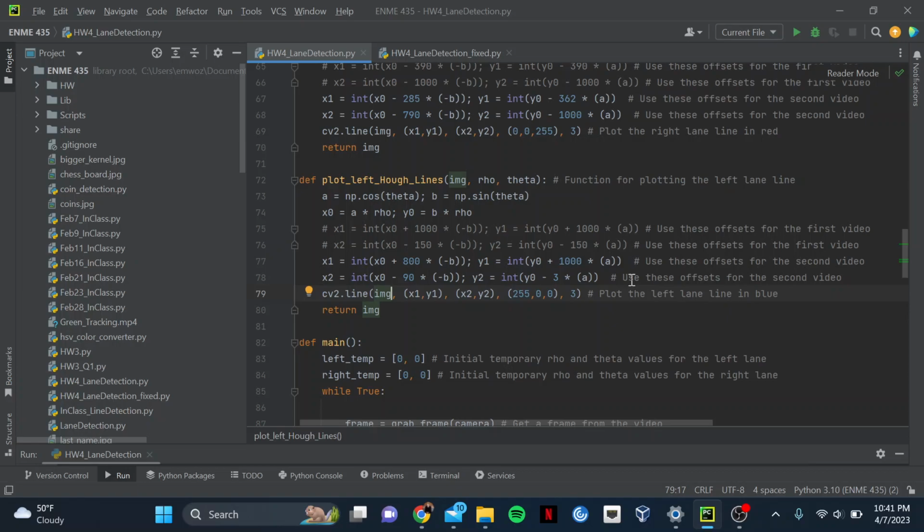And then hardware-wise, I would recommend just having one consistent camera position. We saw that I had to change the X and Y offsets between the first video and the second video because the position of the camera changed, which resulted in the lane lines being positioned differently in the video.